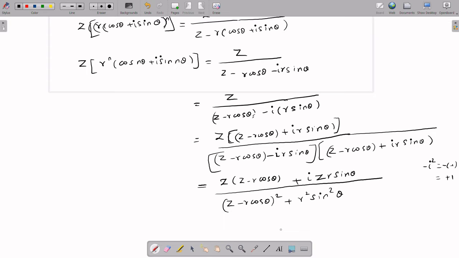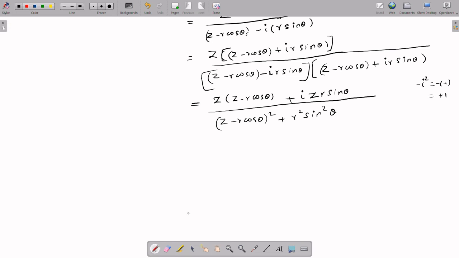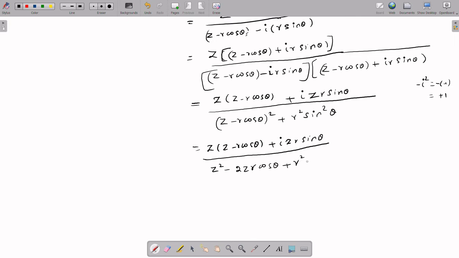Or you have this term, which can be written as z into z minus r cos theta plus i z r sin theta, divided by, here you can write this term as z squared minus 2za plus a... a minus b the whole squared formula you have to apply. 2zr cos theta plus r squared cos squared theta plus r squared sin squared theta. You can write like this.